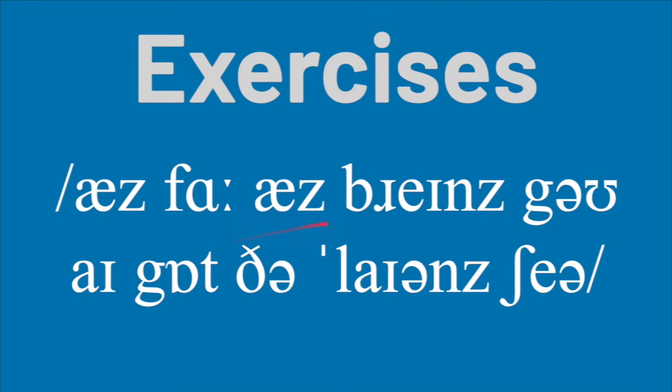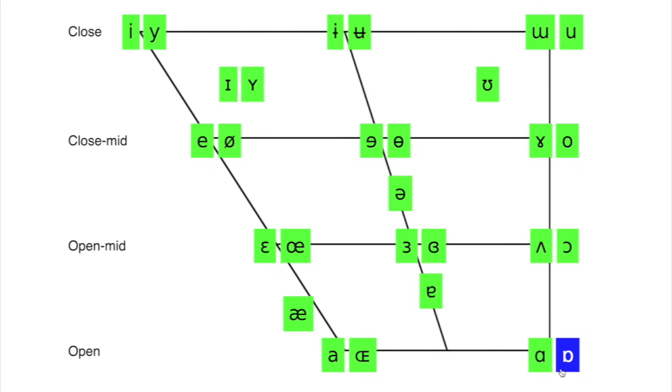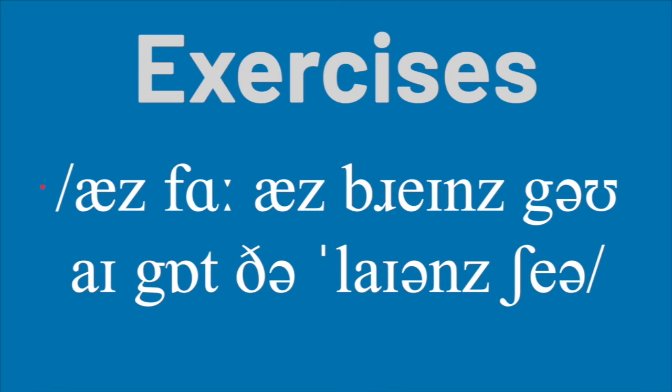And here is the next exercise. So go ahead and try to read through this transcription and see if you can figure out what it means. The only symbol in here that you might not recognize is this upside down A, and that sounds like this. Go ahead and pause the video if you're not done trying to figure it out, but the pronunciation is something like, as far as brains go, I got the lion's share.